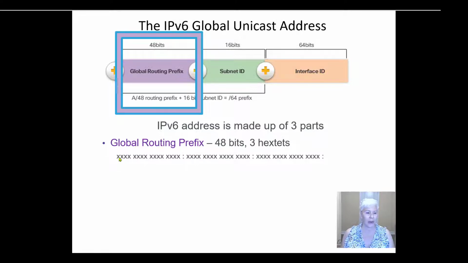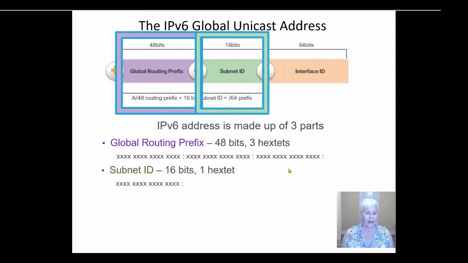The X's would represent a bit. 4, 8, 12, 16. So I'm going to have 3 hextets, and those are going to be representative of the global routing prefix. The next section of an IPv6 address is the 16-bit subnet ID. Unlike IPv4, we will do the subnetting within the IPv6 address in the 4th hextet. And this is, again, just representative of 16 bits right after the global routing prefix.